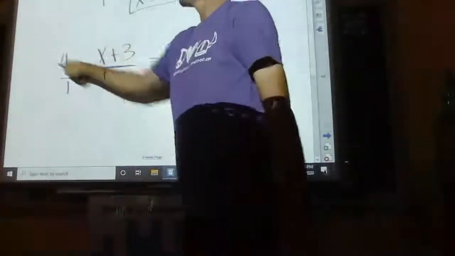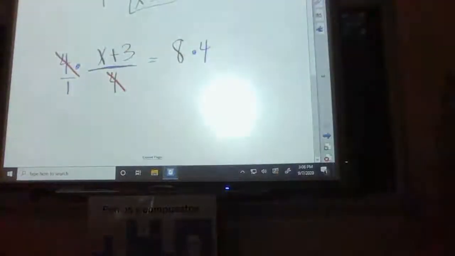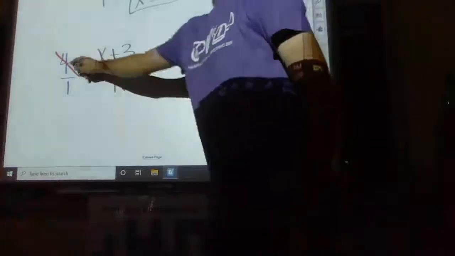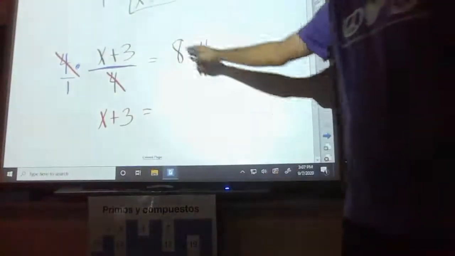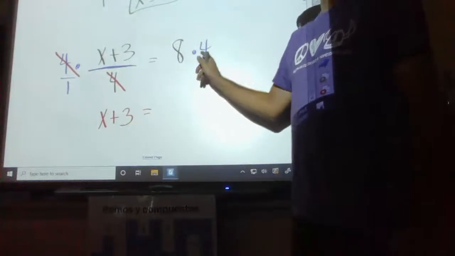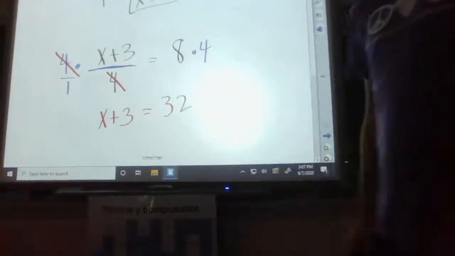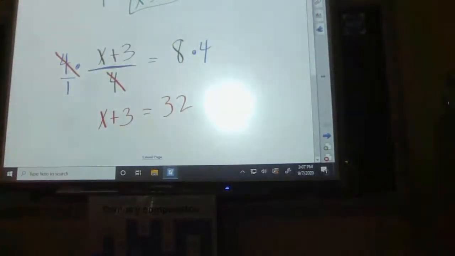So I have 4 divided by 4, that equals 1. So anything times 1 just is itself. X plus 3 is the only thing left. And then on this side, 8 times 4, 32. And now look how easy this is. No one is going to mess up the question from here.